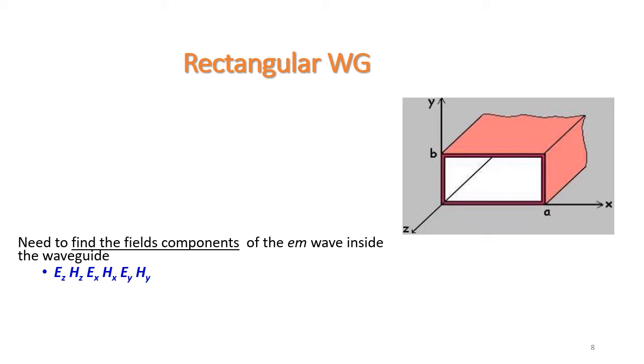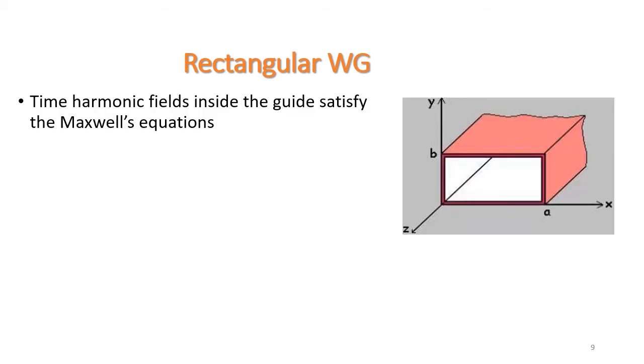Now we will prove which modes are possible. First we'll see which modes are possible and which are not. We will find that the waveguide doesn't support a TEM mode. This is the physical reason: it has a single conductor, so it cannot support the TEM mode. But we have to prove it mathematically also. To prove it mathematically, we have to find the field equations or the field distributions inside this waveguide.